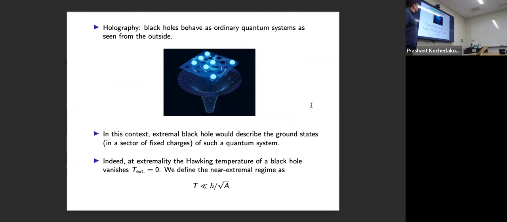The point of this talk is that we will study extremal black holes in the context of holography, which is essentially a conjecture that says that black holes behave as ordinary quantum systems as seen from the outside. This is a nice picture of a throat and a quantum system that is supposed to describe the black hole.